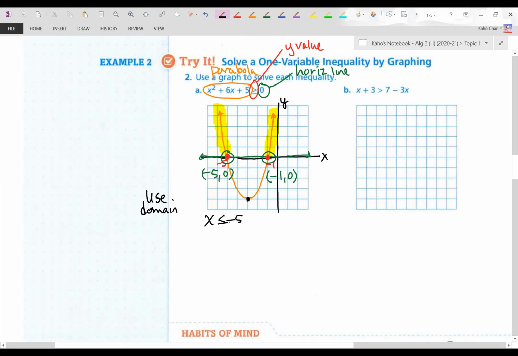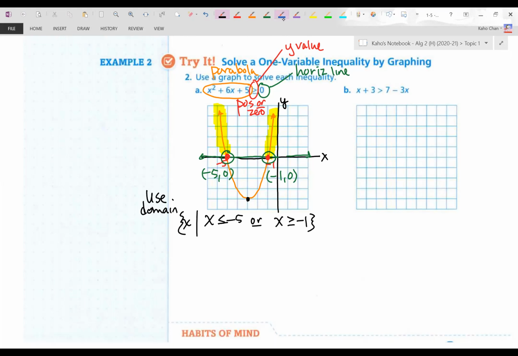Keep in mind, it's greater than or equal to 0, so it includes 0 as well. So basically positive or 0 is one way of looking at it. The other half of the parabola, we can write this down as being positive or 0. It's to the right of -1. To the right of -1, including -1, it's going to be x is greater than or equal to -1.